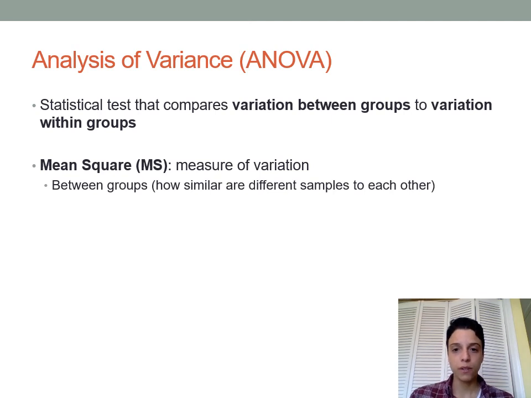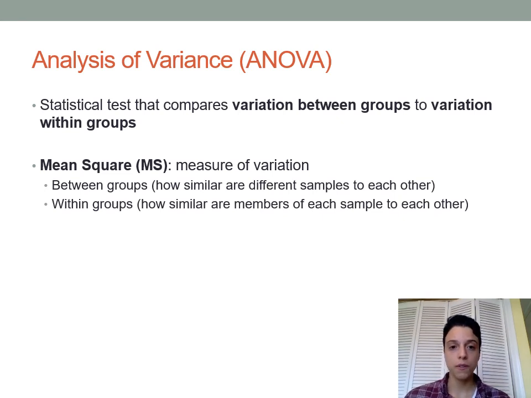Your mean square between groups gives you a sense for how similar your different samples are to each other. In other words, if you're doing analysis of variance, you're comparing multiple samples to each other for 3 or more groups. Your between groups mean square is a value that's going to tell you how close or how spread apart your different samples are to each other. And typically we'll be doing this by looking at the sample means.